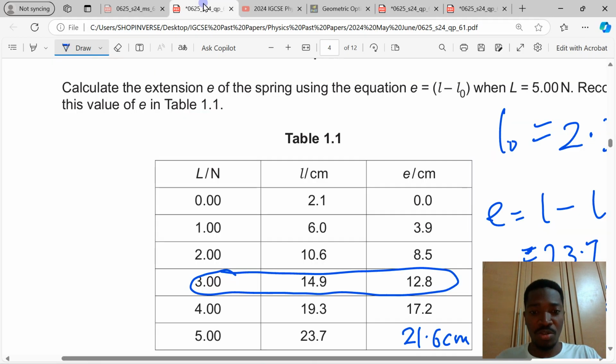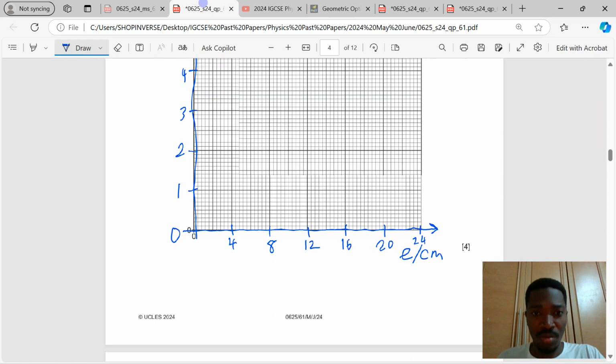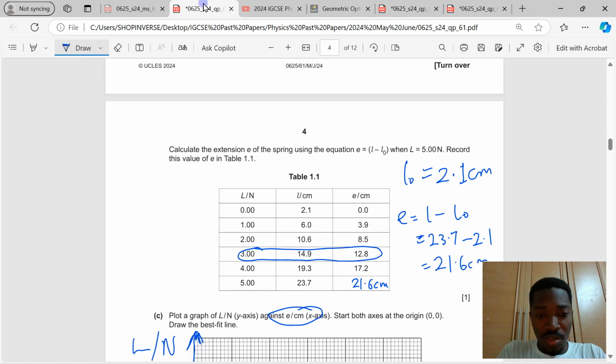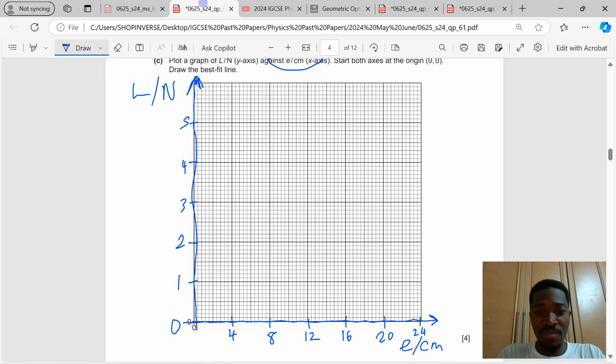And then the next question asks us to, let's proceed to the next question. Plot the graph and draw the best fit line. Okay, line of best fit. So line of best fit is a single line that passes through all the points I've plotted. Let's assume I plotted my points like this. So I'll just draw a straight line that passes through these points.